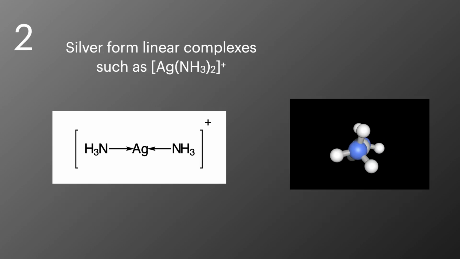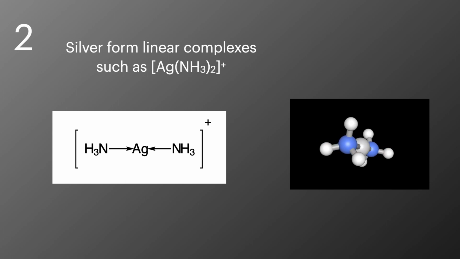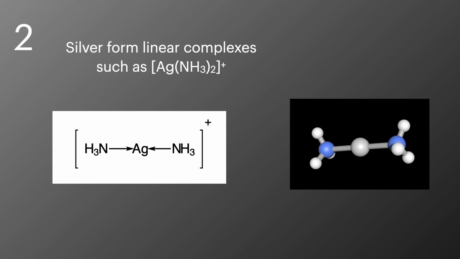Complexes with only 2 coordinate bonds are a little bit more rare. The silver metal ion tends to only accept 2 coordinate bonds and forms linear complexes.